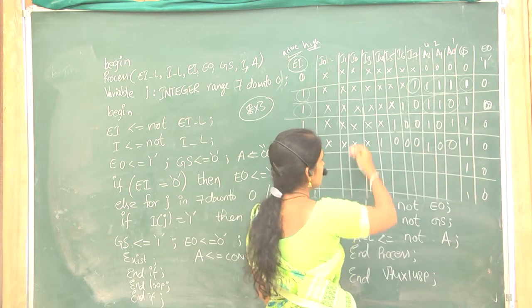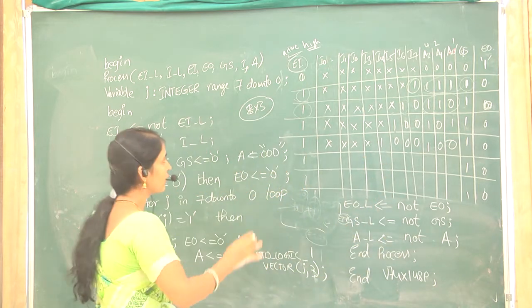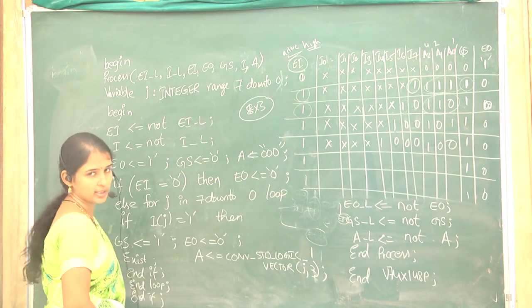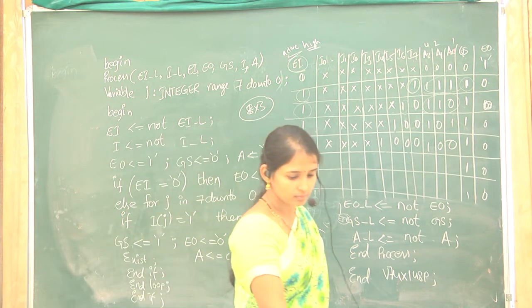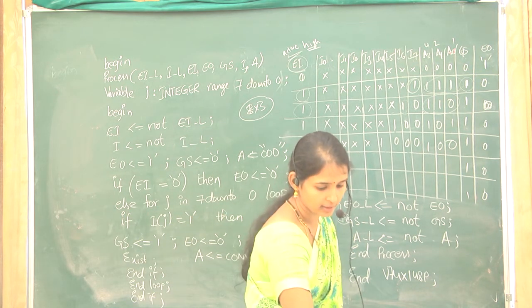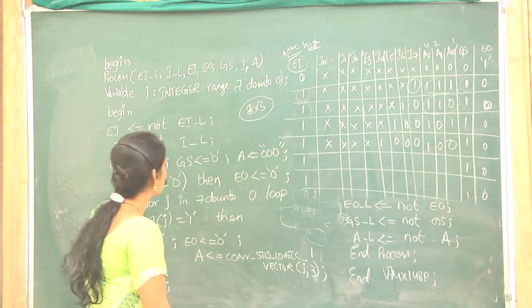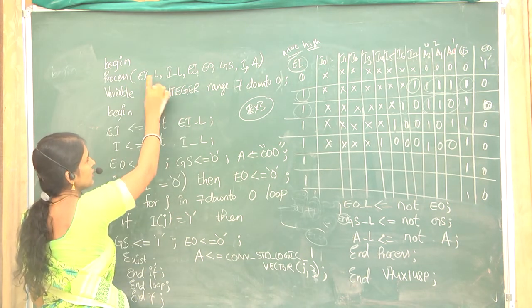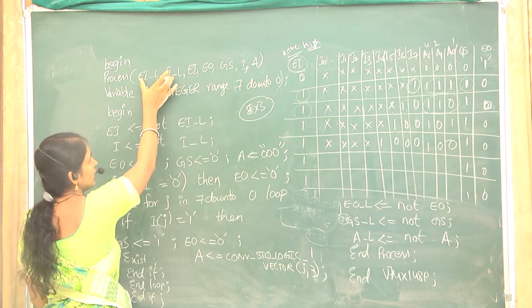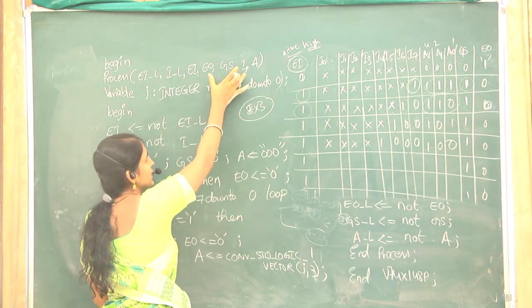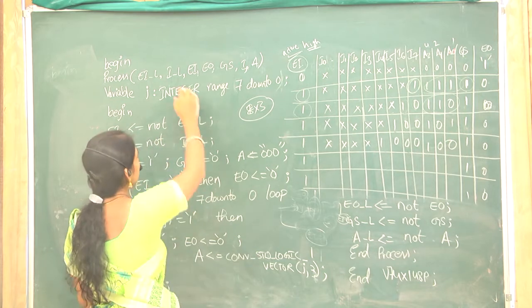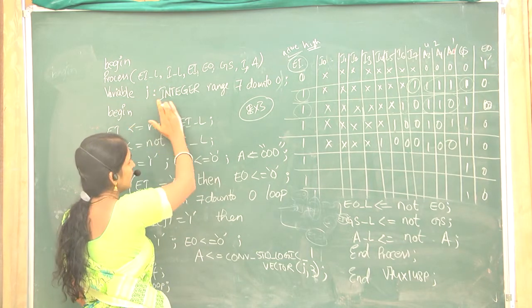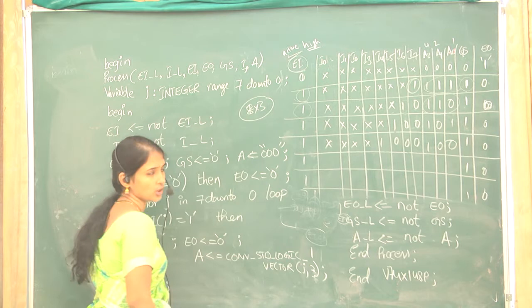See, this is the same truth table. From this truth table, how am I going to write it down? I am going to write it down. See here, now begin process. Process means you will be writing whatever the inputs, like active low inputs as well as internally generated signals, all that you will be mentioning here. Variable j, integer range from 7 down to 0.